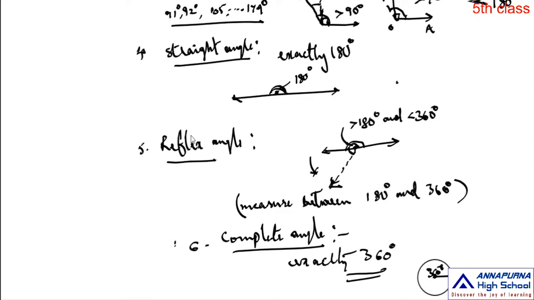And the fifth one is reflex angle. Suppose you measure the angle and it is greater than 180 degrees and less than 360 degrees, such an angle is called a reflex angle. So reflex angle means greater than 180 degrees, from 181 degrees to 359 degrees. So they are called reflex angles. So the measure is between 180 and 360. Now the last one is complete angle, whose measure is exactly 360 degrees. So these are the types of angles.